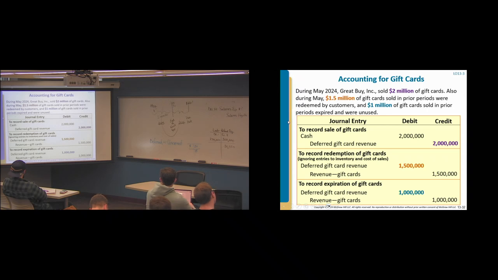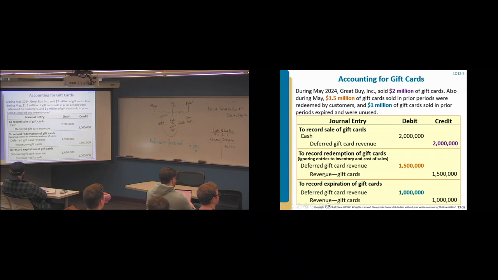And then lastly, gift cards expired, they're just revenue. You reduce the deferred revenue account because you don't owe it anymore, right? If it's expired, they don't get to use it. That's just free money, revenue from gift cards. Again, fairly straightforward, I think. Any questions?